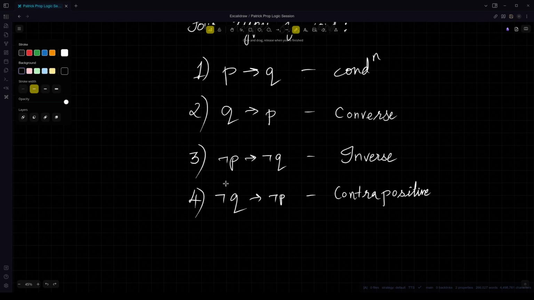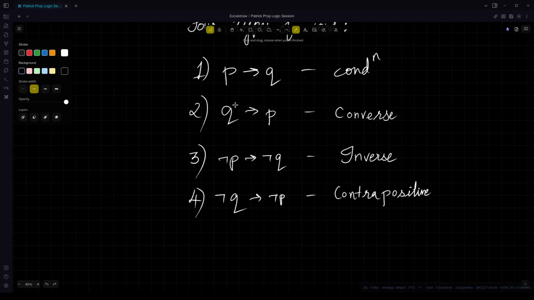Okay, so this you might need to remember. Basically, P implies Q is the conditional. Q implies P, where you just flip it, sort of like on the y-axis, is the converse. If you flip it in the sense that you change the truth values, then you get the inverse. And if you do both, you change the truth values and do a sort of y-axis rotation, you get the contrapositive.